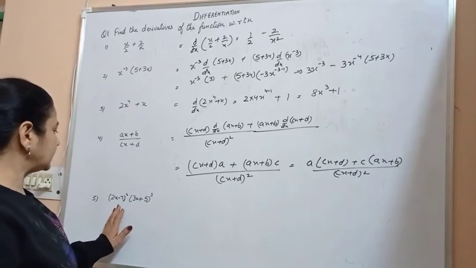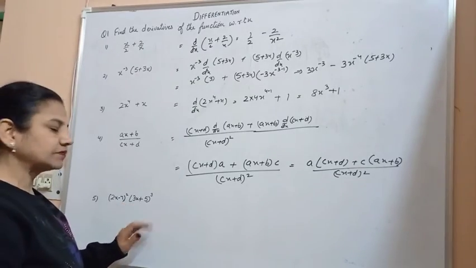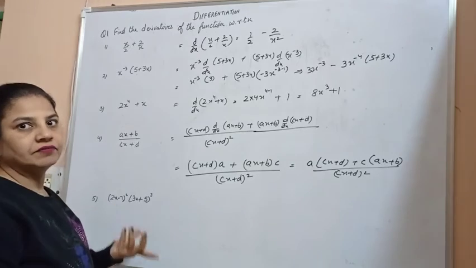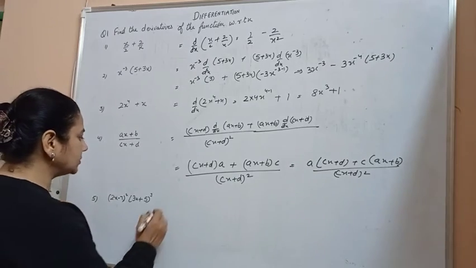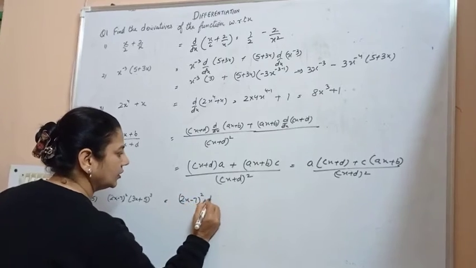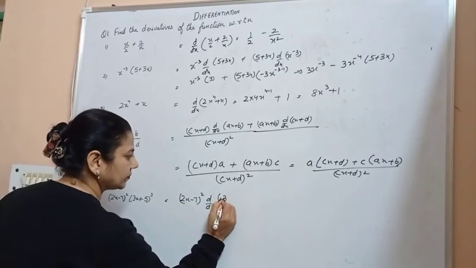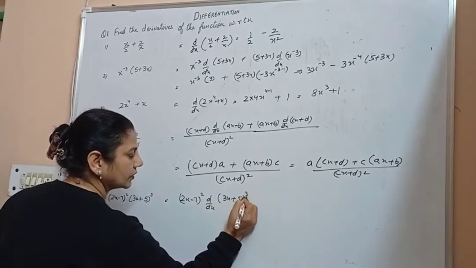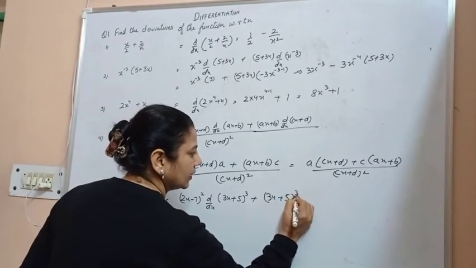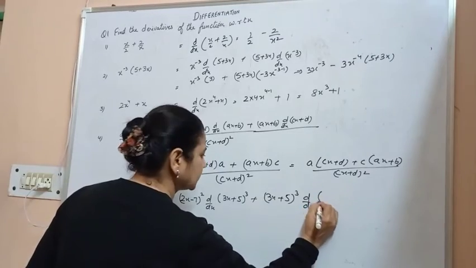Next is 2x minus 7 whole square, 3x plus 5 whole cube. Again, there are two functions and they are being multiplied. We apply the product rule. So the product rule says first function into derivative of second function plus second function into derivative of first function.